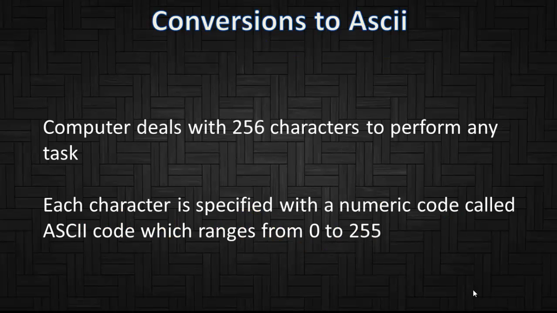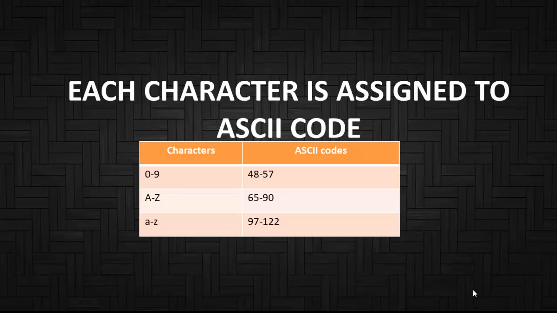Conversion with ASCII. Computer deals with 256 characters to perform any task. Each character is specified with a numeric code called ASCII code, which ranges from 0 to 255. Each character is assigned an ASCII code: 0 to 9 is 48 to 57, capital A to capital Z is 65 to 90, small a to small z is 97 to 122.